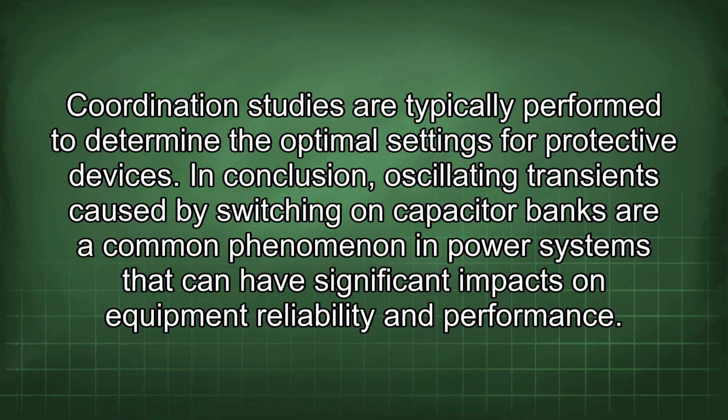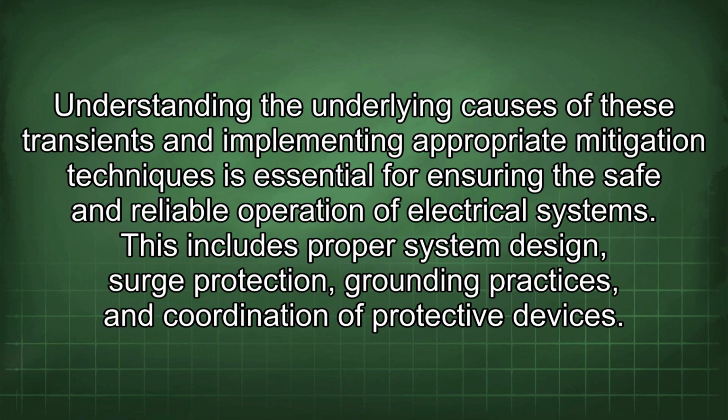In conclusion, oscillating transients caused by switching on capacitor banks are a common phenomenon in power systems that can have significant impacts on equipment reliability and performance. Understanding the underlying causes of these transients and implementing appropriate mitigation techniques is essential for ensuring the safe and reliable operation of electrical systems. This includes proper system design, surge protection, grounding practices, and coordination of protective devices.